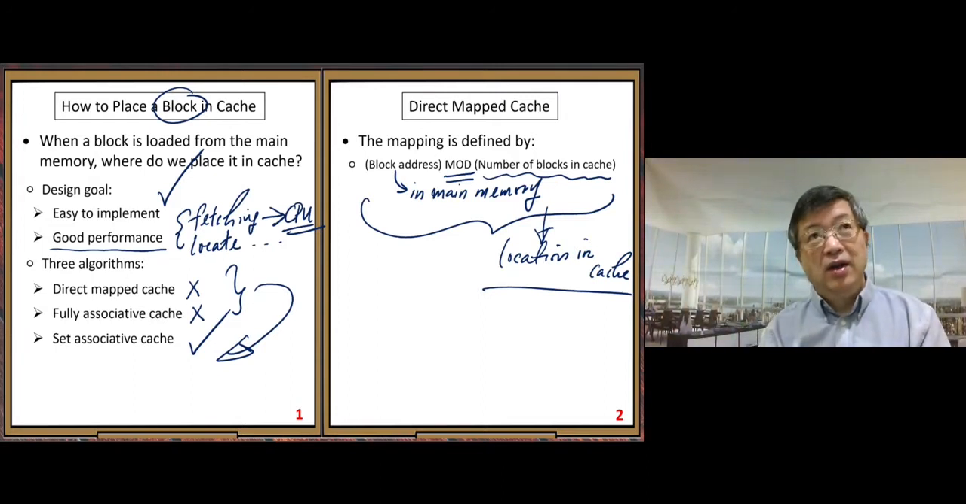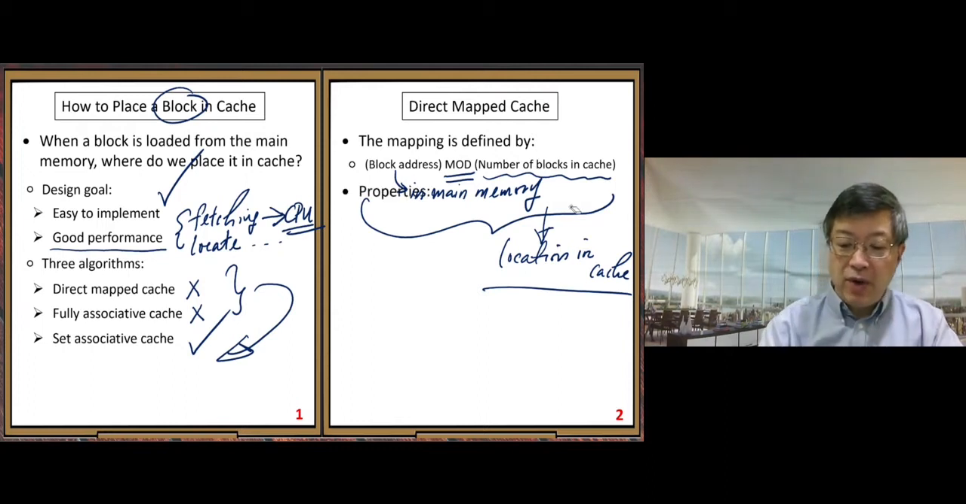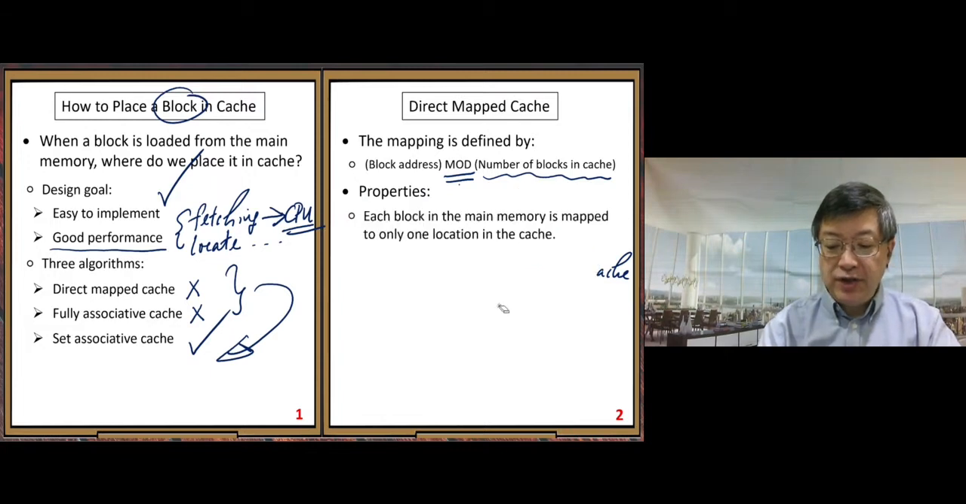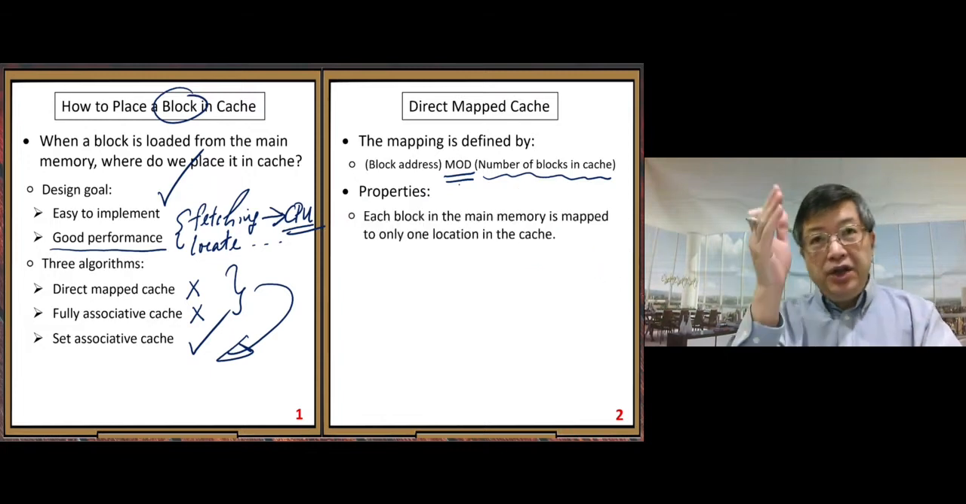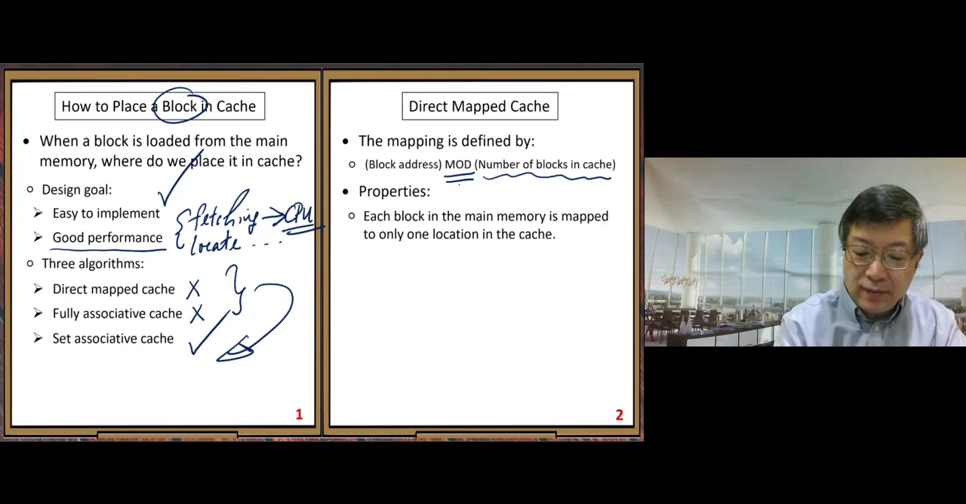But the problem, later we will see, is the performance. The performance is not good. All right, so next, let's look at the properties of this method. What are the properties of this method? First, each block in the main memory is mapped to only one location.